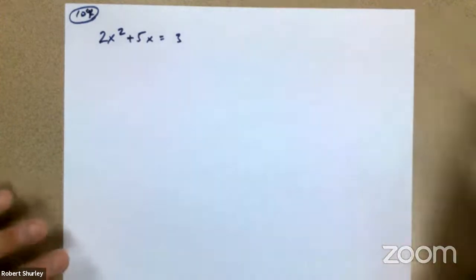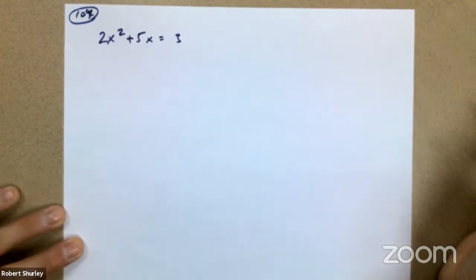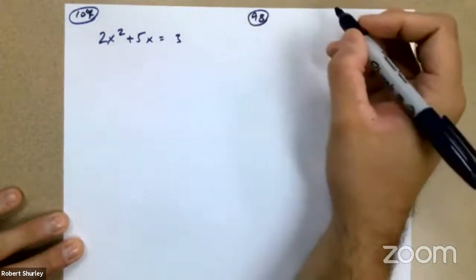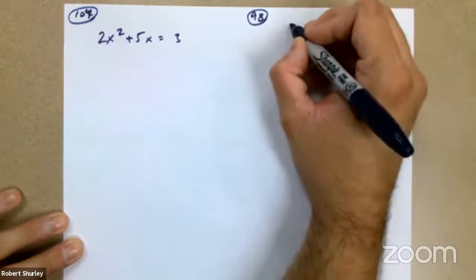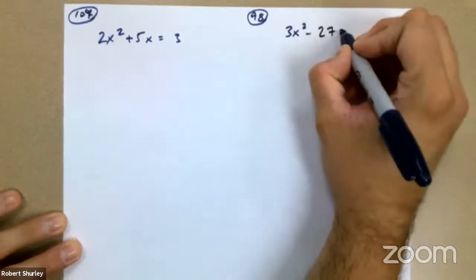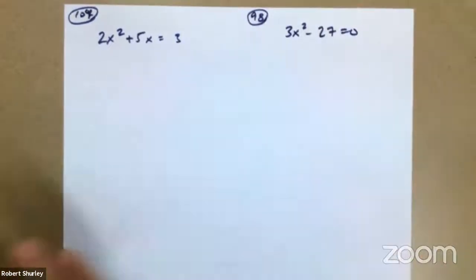I'm going to steal another one while you guys are looking at that one. Let's look at 98. 98 is 3x squared minus 27 equals 0. So try those two. I'll give you a minute.